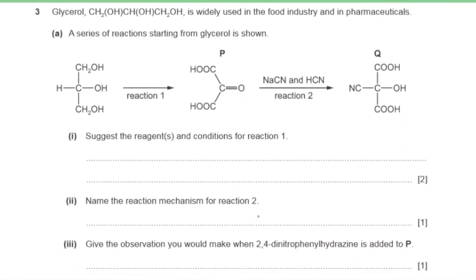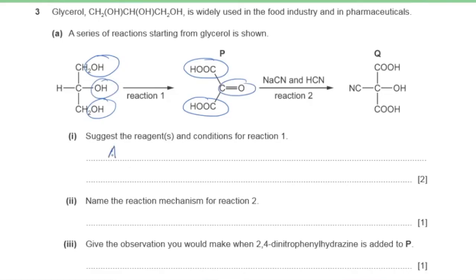Question number 3, part A, glycerol is widely used in the food industry and in pharmaceuticals. A series of reactions starting from glycerol is shown. Part 1, suggest the reagents and conditions for reaction 1. So reaction 1 is about change in primary alcohols to COOH, which is the acid group, and this is the secondary alcohol which changes to a ketone group. And this is all oxidation, so the reagent would be any oxidizing reagent.